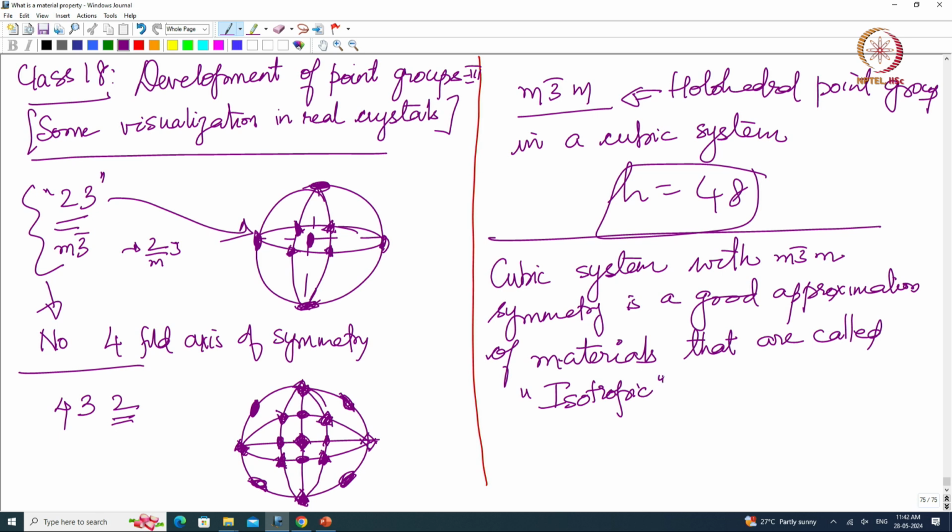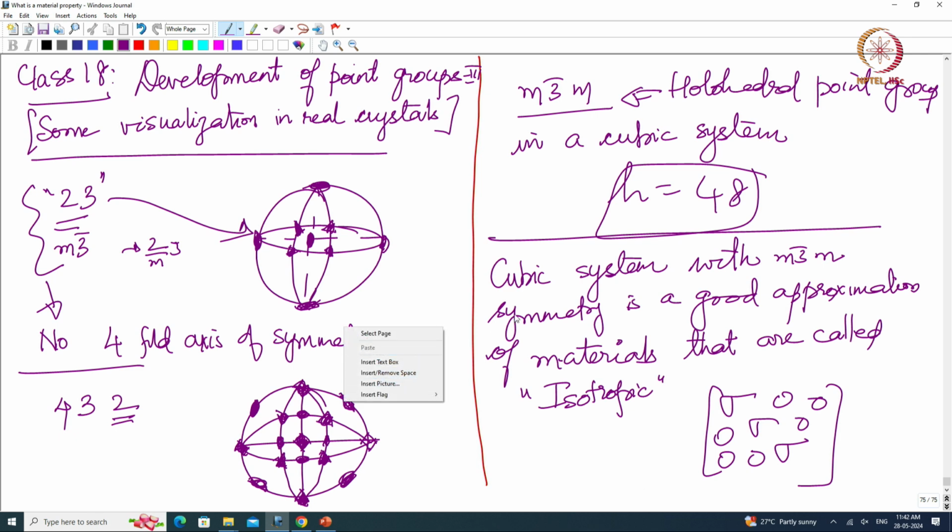right. If I take simple properties, like conductivity for example, the conductivity should be same along the diagonal elements, and the off-diagonal elements should be 0, right. So a second rank tensor should be like this for an isotropic material. If I go to fourth rank tensors, it becomes slightly more complicated, but the number of elements in a fourth rank tensor is the minimum for an isotropic crystal, right. So cubic systems with M 3 bar M point group symmetry are very good approximations of what are called isotropic systems. Okay. There are some differences which we will see when we look at fourth rank tensors later on, but that's good enough approximation for now.